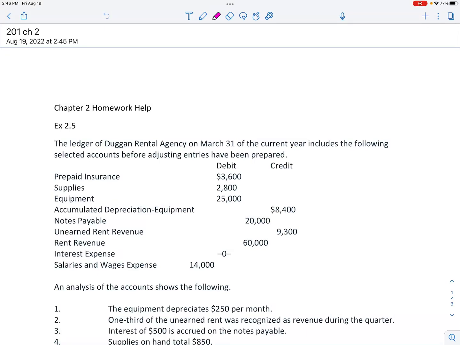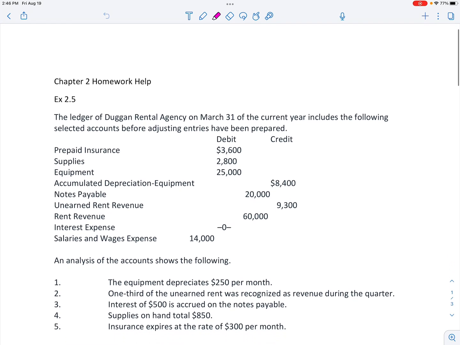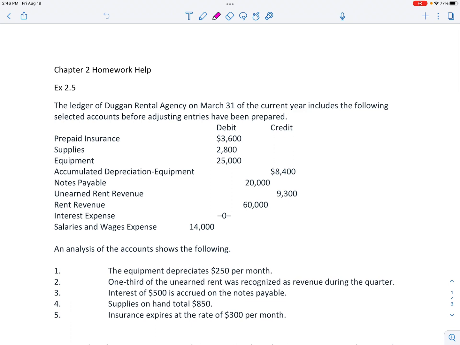In chapter 2, we start getting into more journal entries and remembering those debits and credits. This is kind of a review of your adjusting entries, closing entries. We're going to get more into our financial statements soon. So let's remember how to do first our adjusting entries.